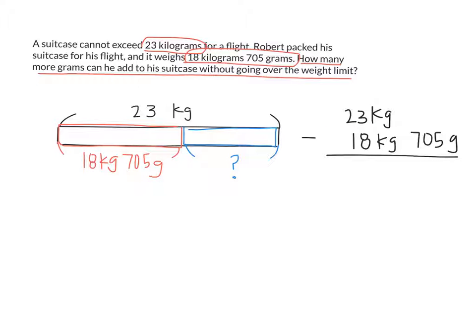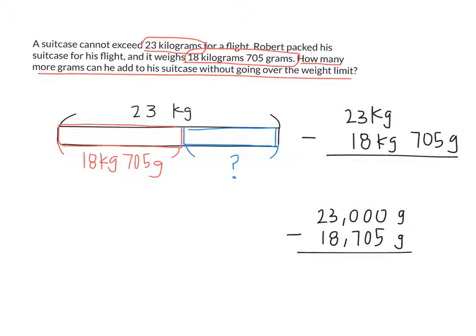Are we ready to subtract? No, because we don't have all the same units. Let's convert everything to grams. 23 kilograms is the same as how many grams? 23,000. Good, 23,000 grams. 18 kilograms, 705 grams is the same as how many grams? 18,700. Good, I almost gave it away. 18,705. And now, since these are both in grams, we are ready to subtract.